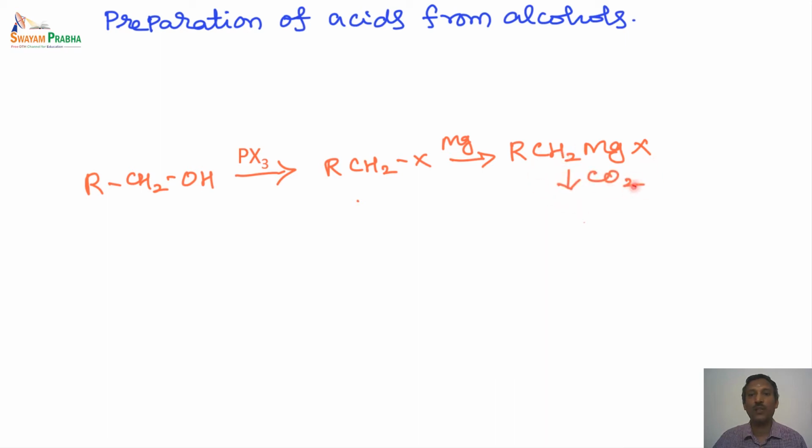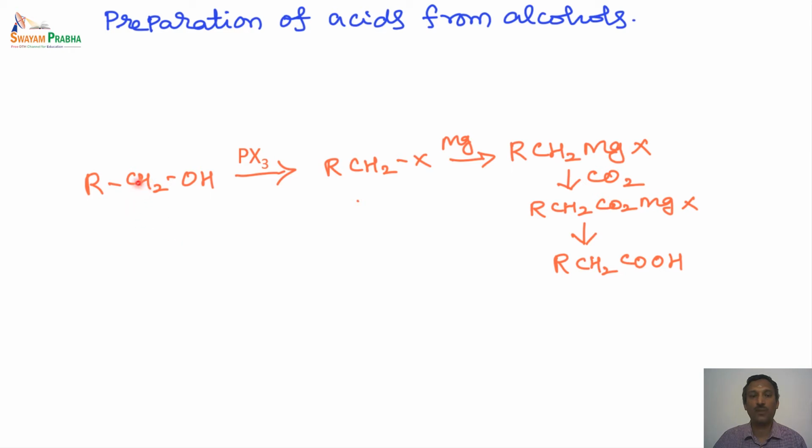So this alkyl magnesium halide can be treated with carbon dioxide gas. Generally in this particular reaction, carbon dioxide gas is not used, actually dry ice. The solidified carbon dioxide at minus 78 degrees centigrade gives a solid carbon dioxide. So after the preparation of this Grignard reagent, we add solid CO2, that is the dry ice, and this gives the intermediate which on hydrolysis provides the corresponding carboxylic acid.